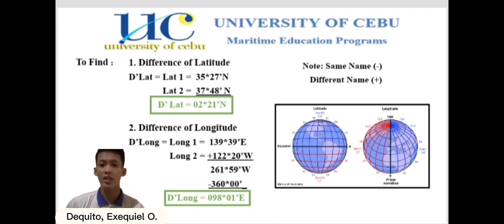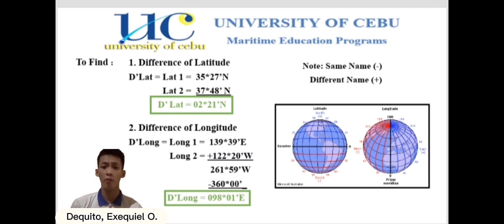35 degrees 27 minutes, subtract 37 degrees 48 minutes north. So the equivalent Dlat is equivalent to 02 degrees 21 minutes north.